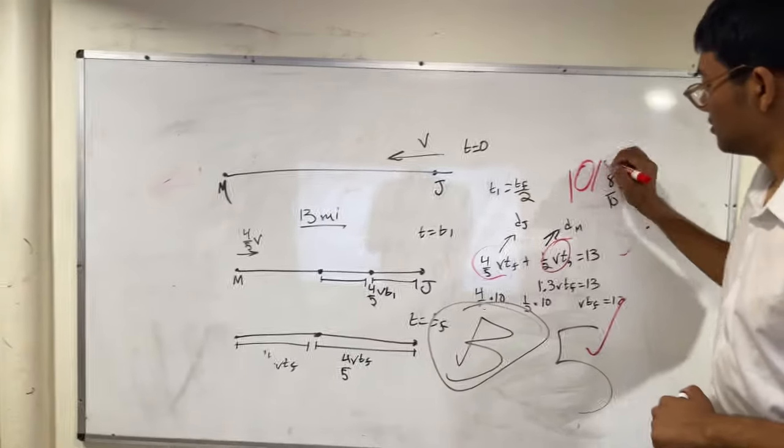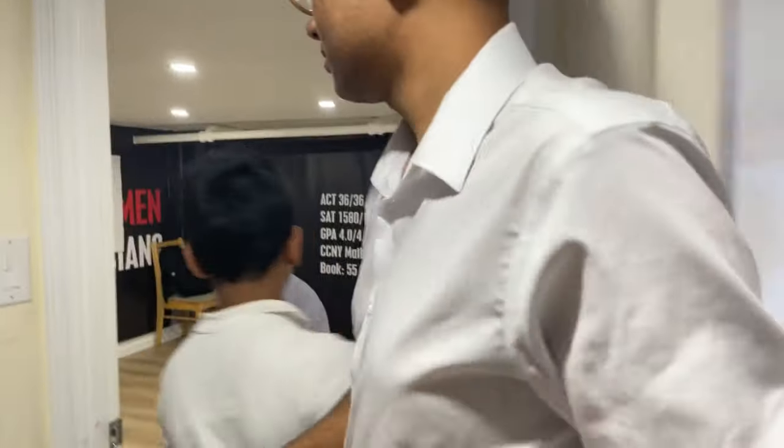How many points? 10. Okay, alright. Isaac, do you have a red pen? I can use Joss with my key. Alright.